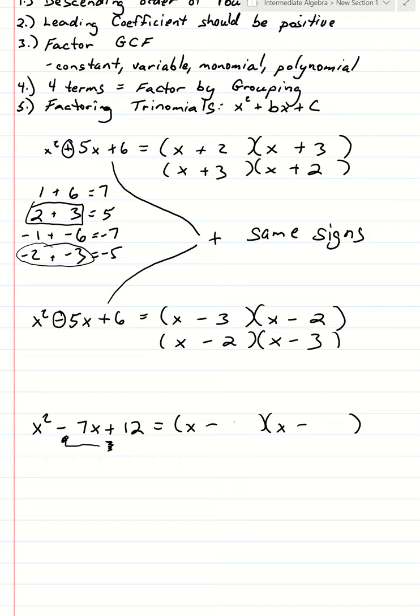So I could put them in any order. I'm going to put the 4 first and then follow it up with the 3 second. And that would be your answer. x minus 4 times x minus 3 would be the product. If we were to multiply them together, it would bring us back to the original polynomial. Okay, and that's why I could throw an equal sign in between, because they are, in fact, equivalent to one another.